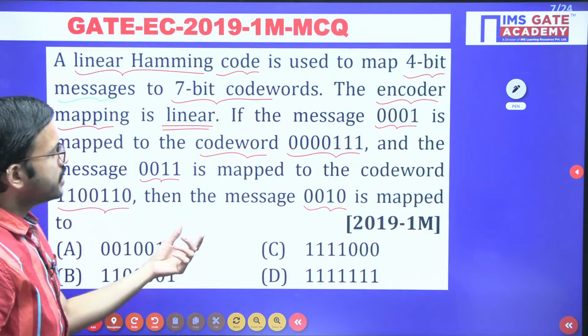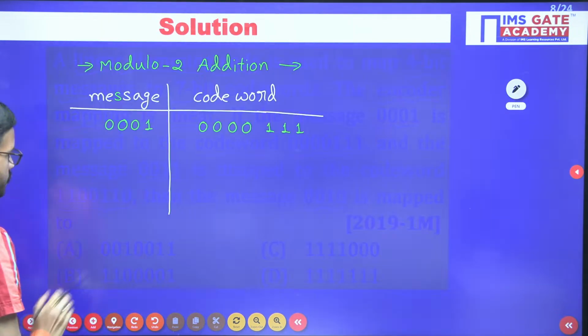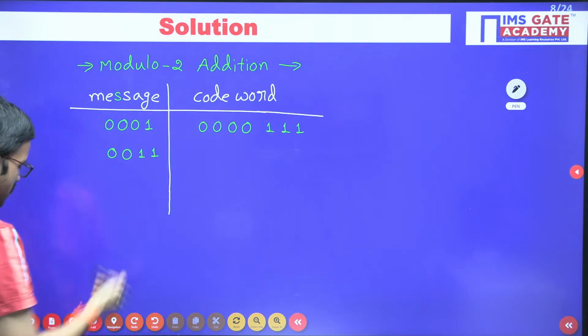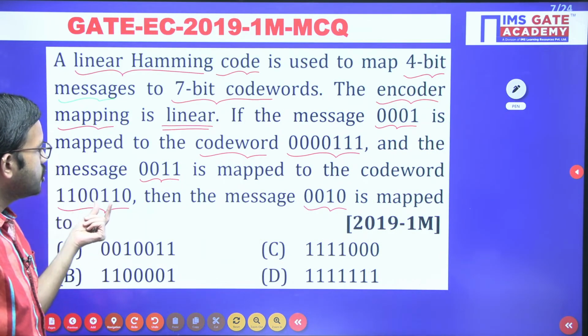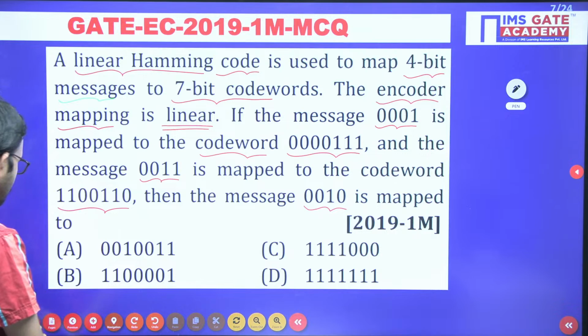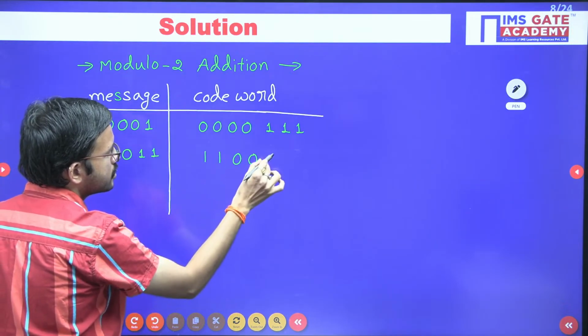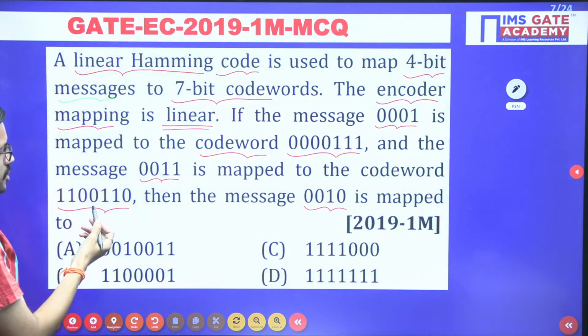Similarly, in another case you are having 0011 message bits. That time the corresponding code word is 1100110.